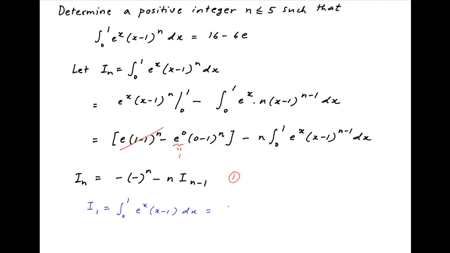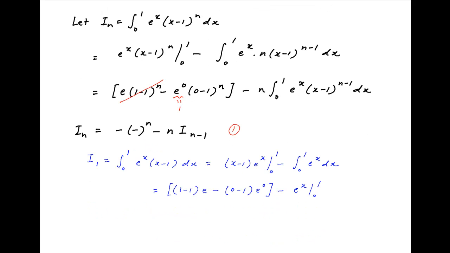Now I_1 is equal to the integral from 0 to 1 of e^x times (x - 1) dx. Integrating by parts, we get (x - 1) times e^x, between the limits 0 to 1, minus the integral from 0 to 1 of e^x times the derivative of (x - 1), which is 1. This is equal to (1 - 1) times e minus (0 - 1) times e^0, minus the integral of e^x, which is e^x, between the limits 0 to 1.